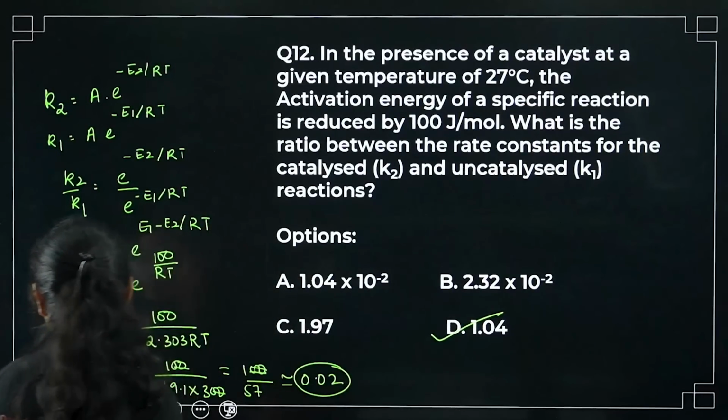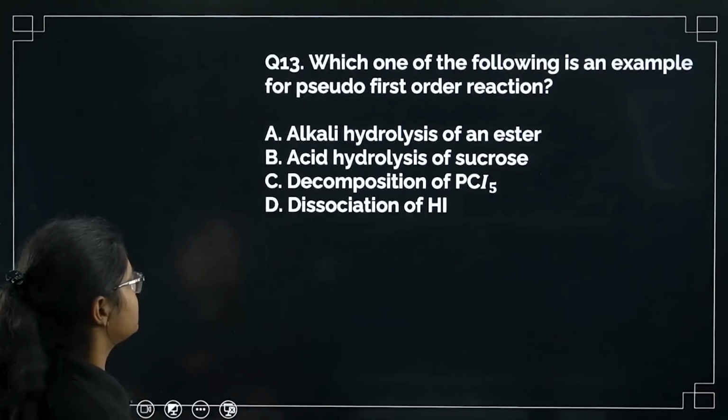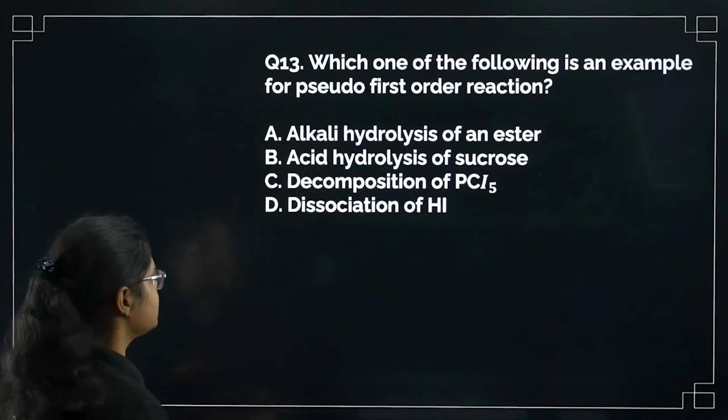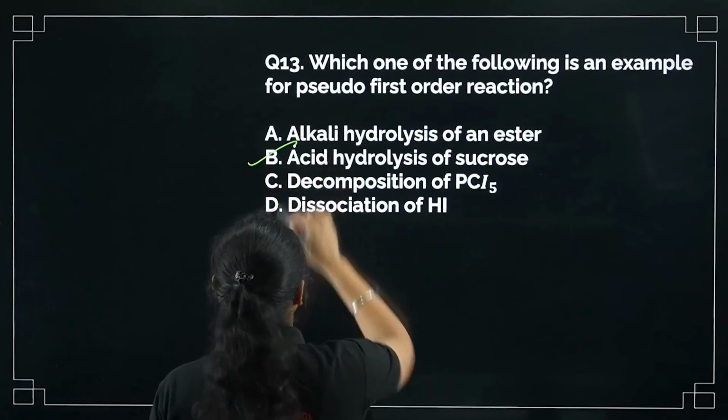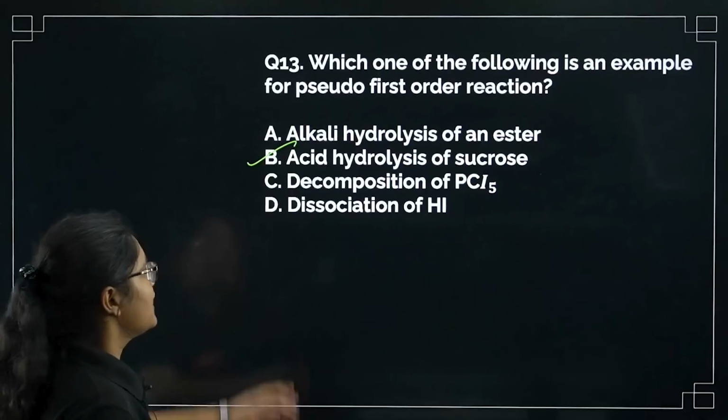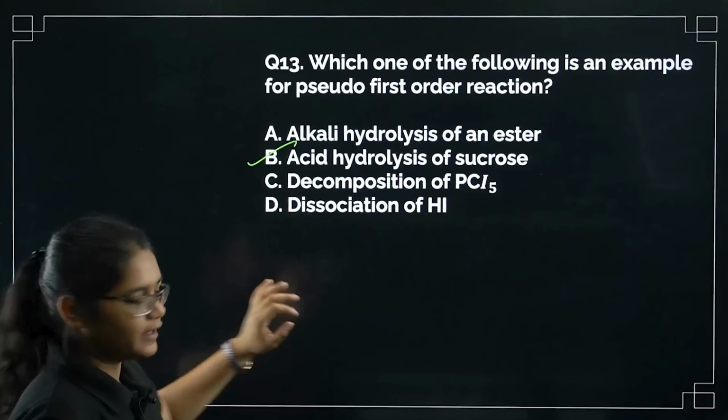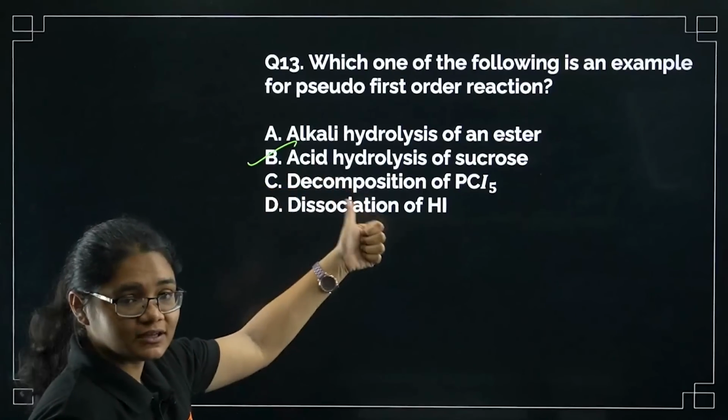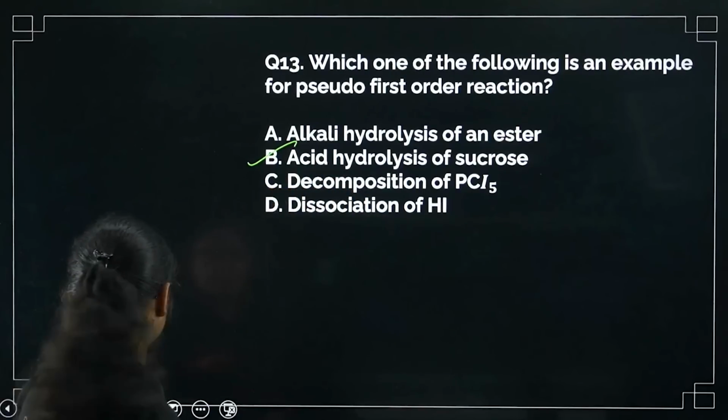Okay, now moving to the next question, which one of the following is an example of pseudo first order reactions? So we know that acid hydrolysis is a pseudo first order reaction, alkali hydrolysis is not. Acid hydrolysis of ester is a pseudo first order reaction.